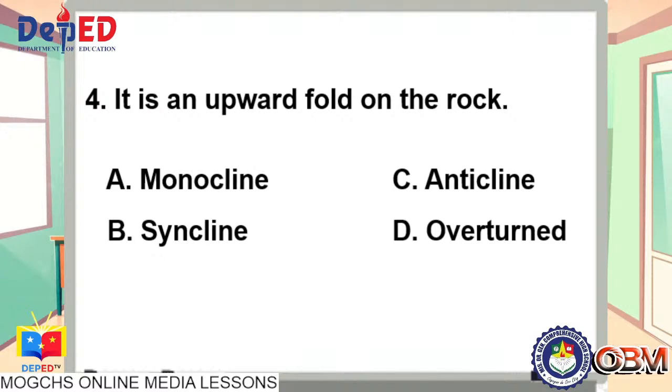Number 4. It is an upward fold on the rock. Letter A, monocline. B, syncline. C, anticline. Or letter D, overturned.